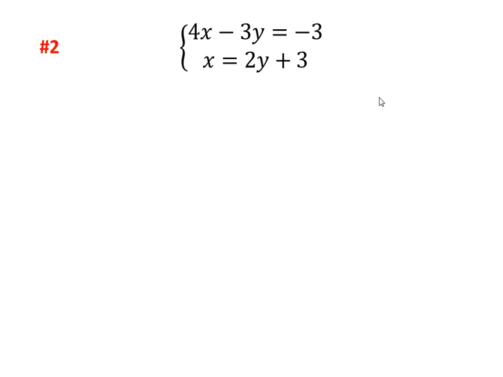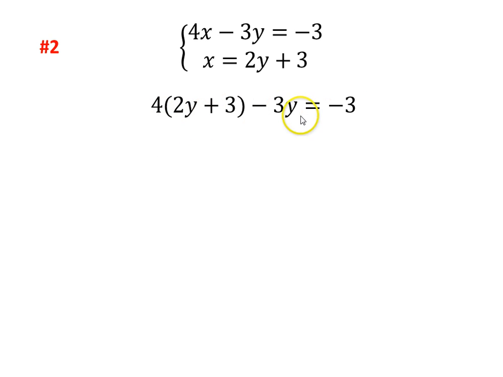Number 2, we have a system here. We are going to solve this system, and in this case we are going to use substitution. And we are going to use substitution because we know that x is equal to 2y + 3. So what I'm going to do is rewrite the top equation, 4x - 3y = -3. However, I'm not going to write x. I'm going to write 2y + 3. Why? Because x is the same thing as 2y + 3.